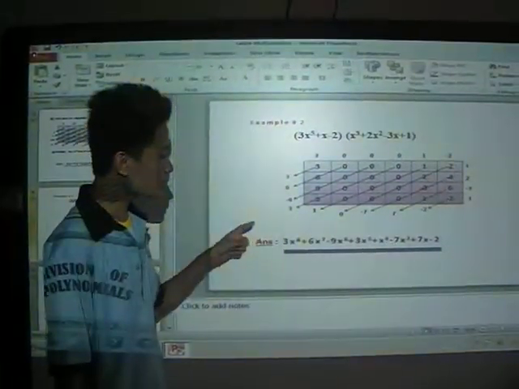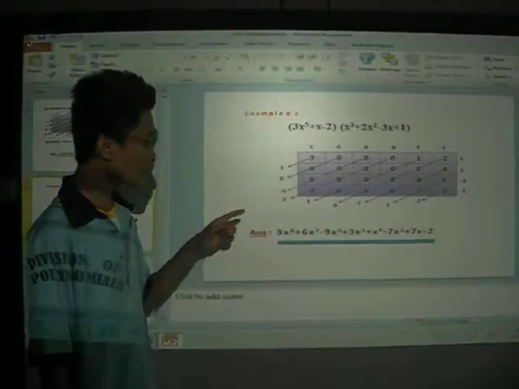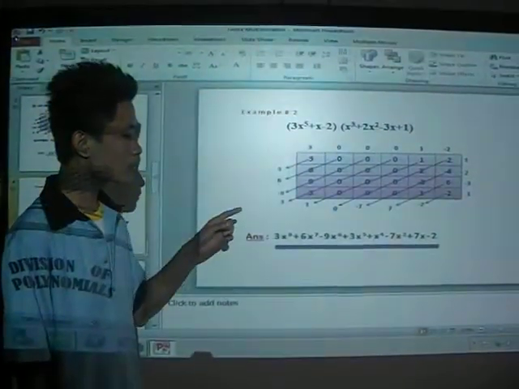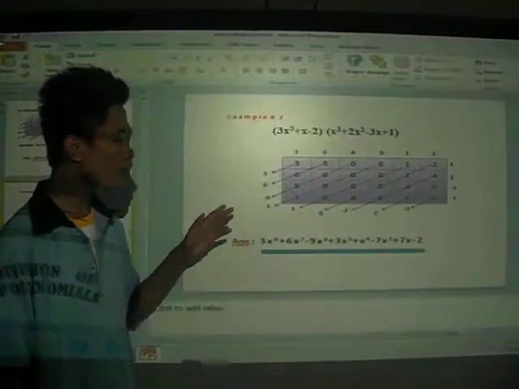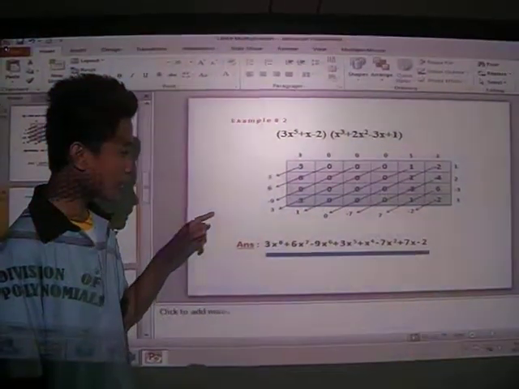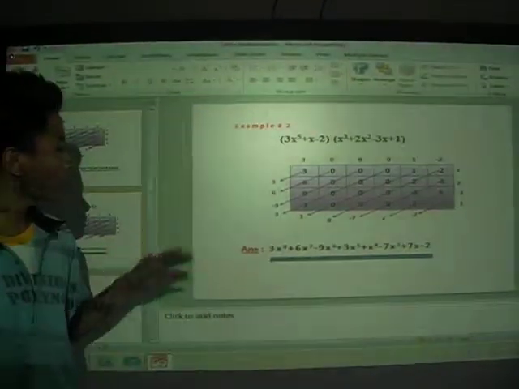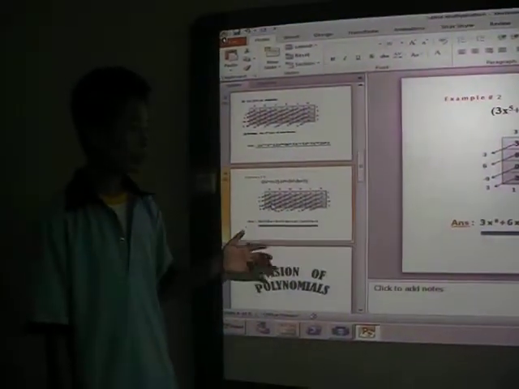We have 3x raised to the 8 plus 6x raised to the 7 minus 9x raised to the 6 plus 3x raised to the 5th plus x to the 4 minus 7x squared plus 7x minus 2. So that's all about the lattice multiplication.